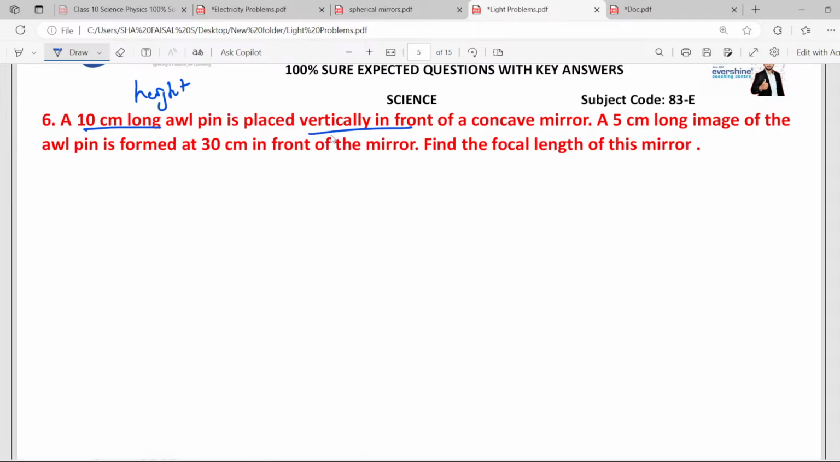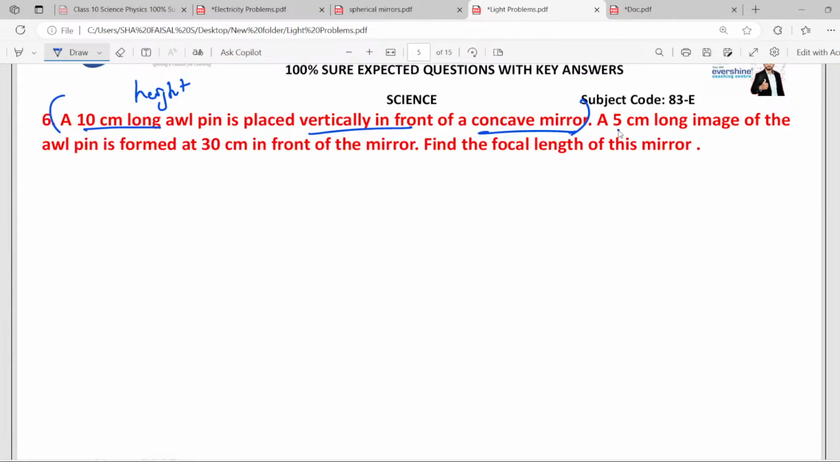कभी भी हाइट जो है, लेंथ जो है, वो वर्टिकल डायरेक्शन में रहता है. The question is based on the mirror formula, that is, a concave mirror. Next, a 5 cm, this is the first condition. From here to here is the first condition. We have a 10 centimeter height pin. We have kept it vertical in front of a concave mirror. Next, a 5 centimeter long pin is formed at 30 centimeter in front of the mirror.